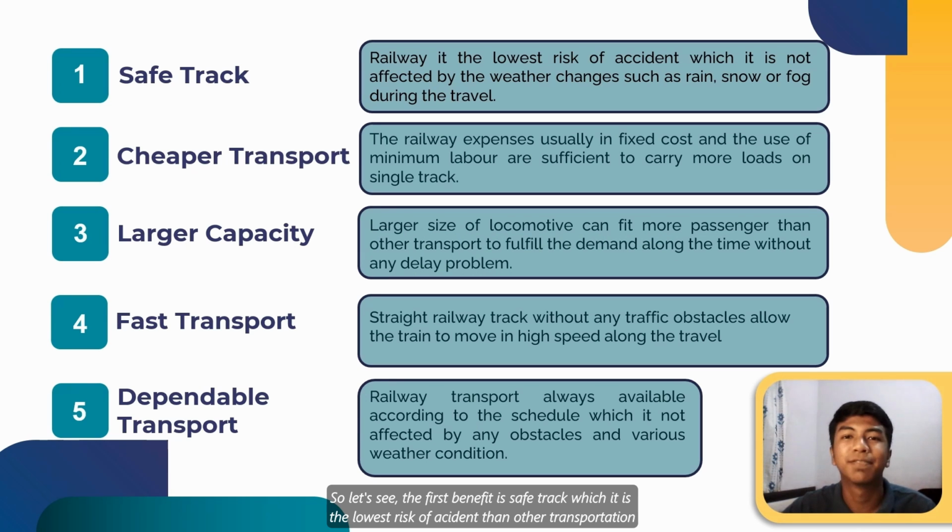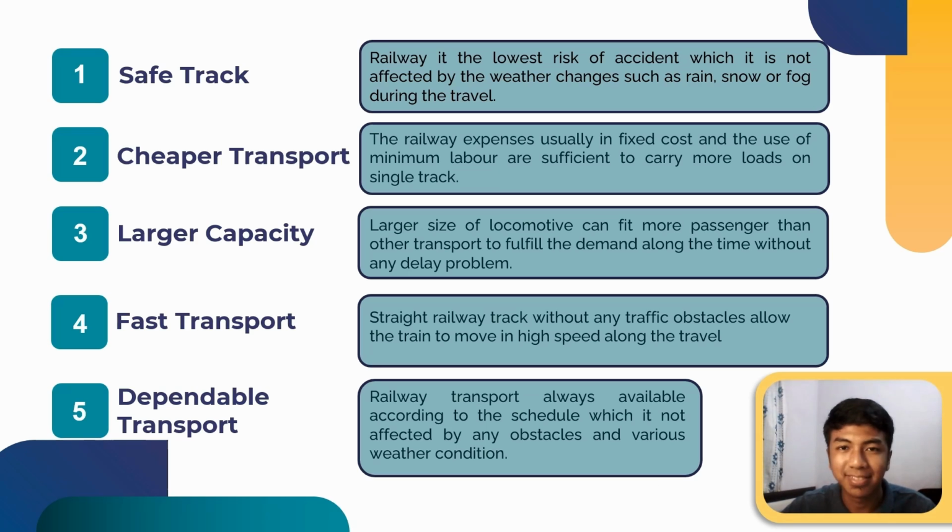So, let's see. The first benefit is safe track, which it is the lowest risk of accident than other transport. Second, cheaper transports, because railways is always fixed cost and minimal labor to carry load. Third, larger size of locomotive can carry more passenger than other transport. Next, fast transport, because it is the straight track without any traffic obstacles. Last one is dependable transport due to always available according to schedule.